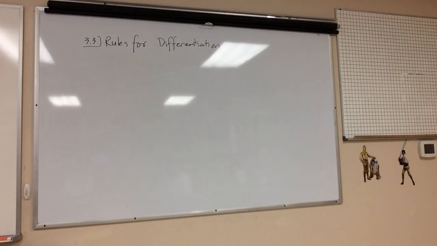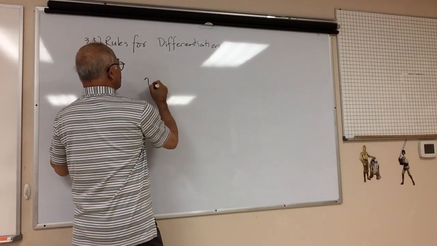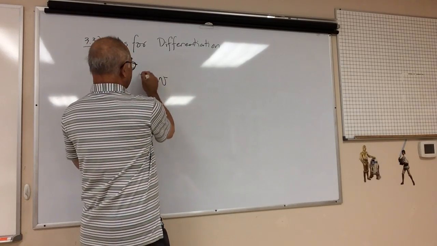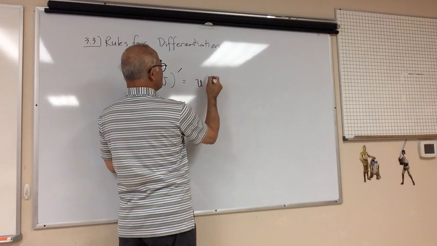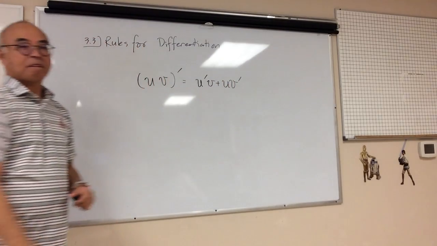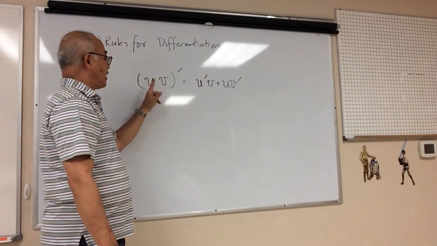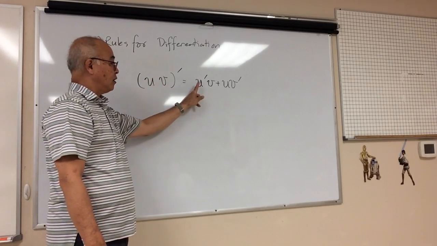We are now on page 121. And now here's where the fun begins. If I have a function u and a function v, and I multiply those two together, so this is a product, if I take the derivative, this is u prime v plus u v prime. So I take the derivative of this, leave this alone, then I leave this alone, then take the derivative of this, and then you add the two.